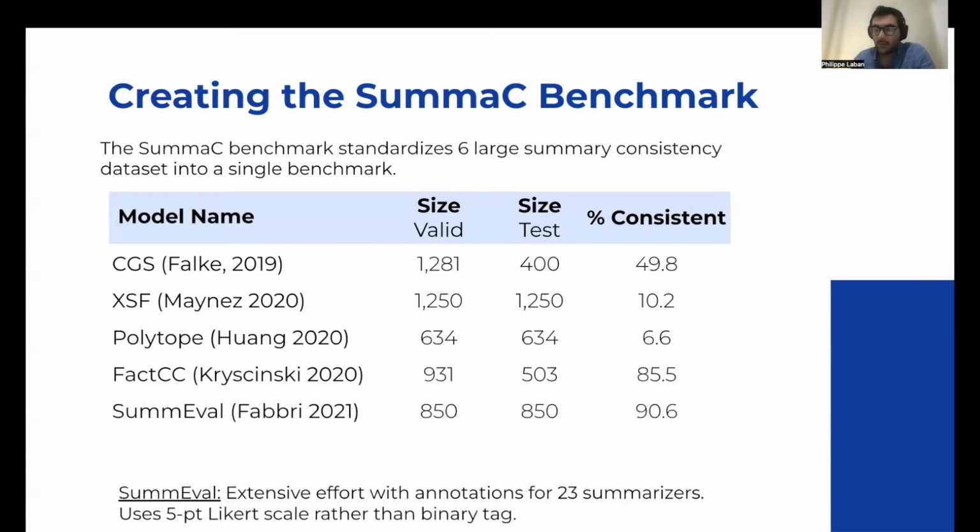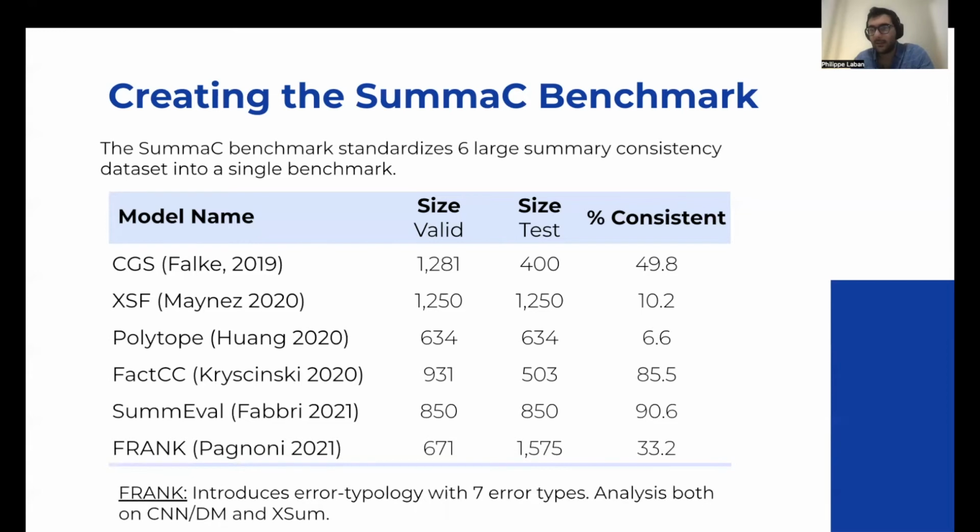SumEval is the 5th data set in the benchmark. It included 23 summarizers when most of the other data sets only included up to maybe 10 summarizers. And SumEval also used a 5-point Likert scale. Finally, Frank is the 6th data set in the benchmark. Frank also introduced an error typology with 7 different types of errors. Frank is the first data set to have analysis both on CNN Daily Mail and XSum.